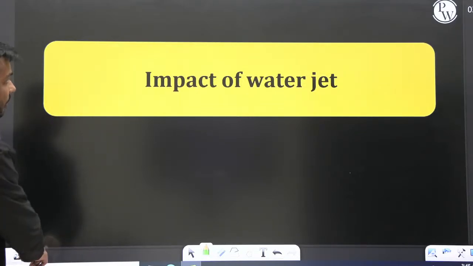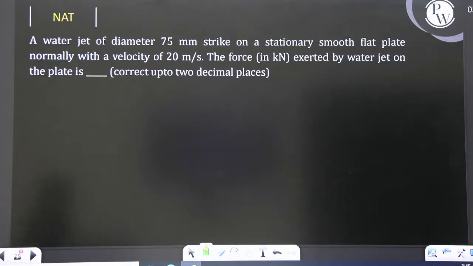So we should move on to the next question, and that is impact of watershed.